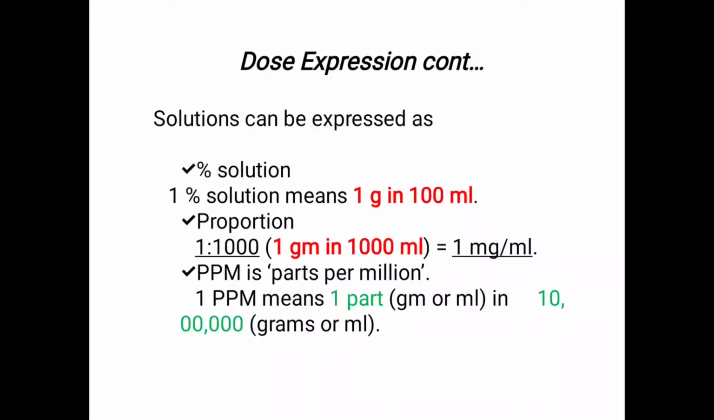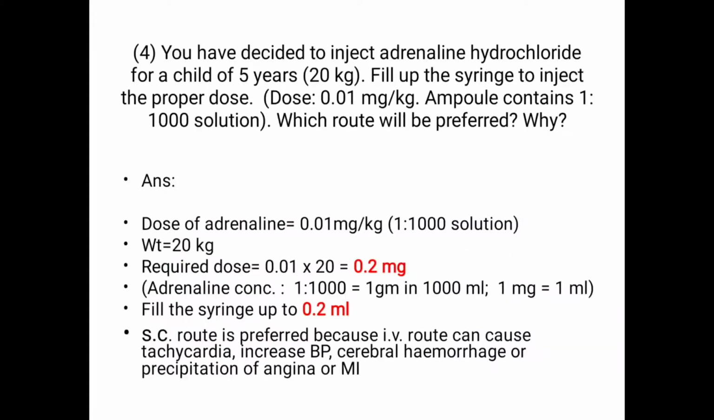So next we will move further. Guys, I will give some examples at the last, on how to calculate the dose in sums. So let's begin with one example: you have to decide to inject adrenaline hydrochloride for a child of 5 years weighing 20 kg. Fill up the syringe to inject the proper dose, which is given in the sum as 0.01 mg per kg. The ampule contains 1:1000 solution. Which route will be preferred and why? So we have this question. How will we solve this question?